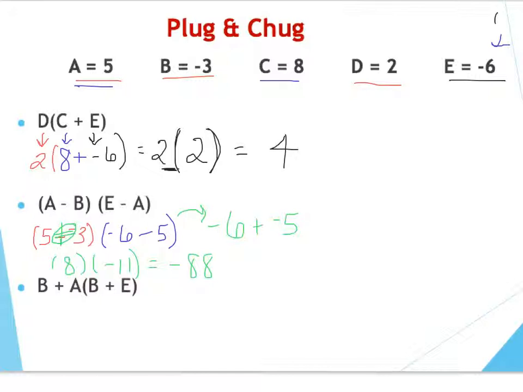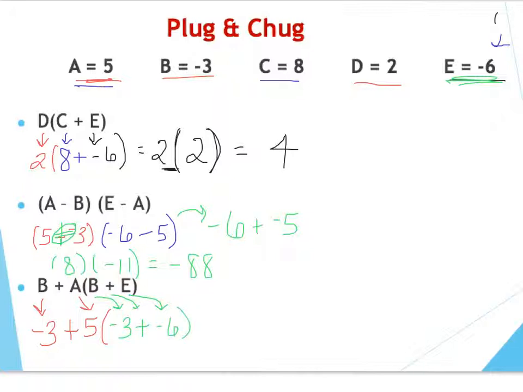Alright, so let's go over B. I'm going to look back. I know B is -3. I'm going to plug -3 in for B, plus, follow your equation, A, which I see A is again 5, in parentheses, B, which again is -3, plus E, which again is -6.